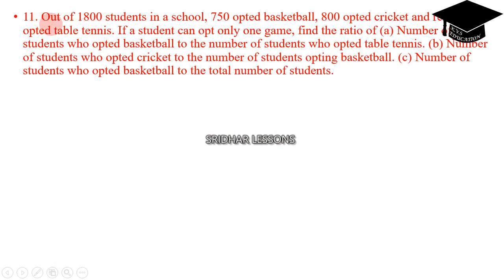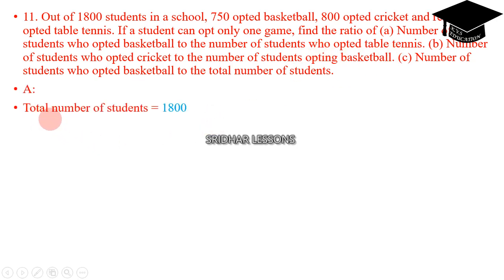Question number 11. Out of 1,800 students in a school, 750 students opted basketball, 800 students opted cricket, and the remaining opted table tennis. If a student can opt only one game, find the ratio of number of students who opted basketball to the number of students who opted table tennis.